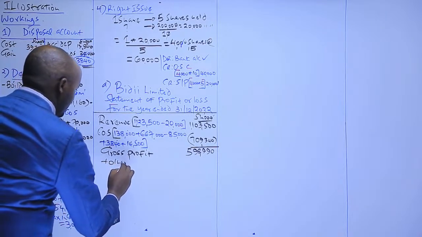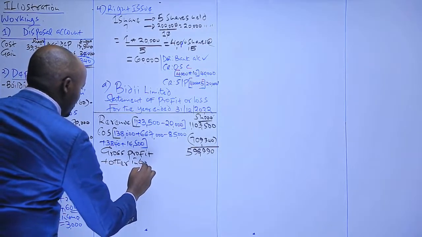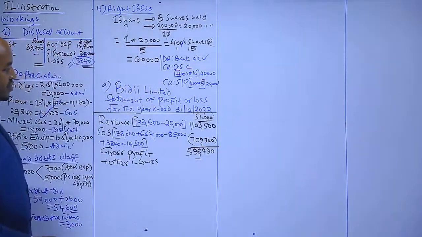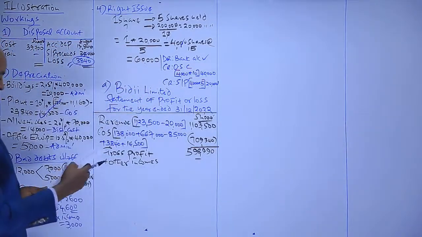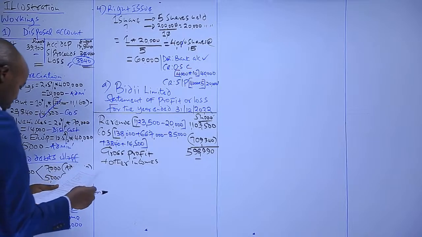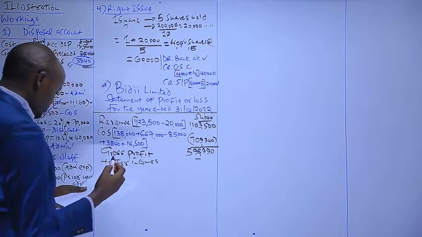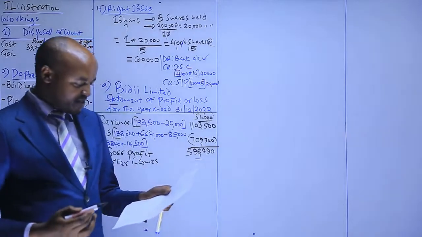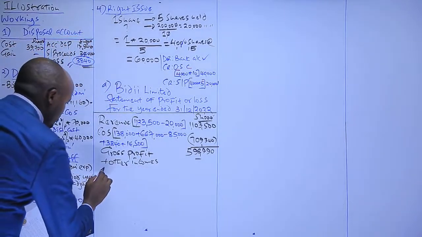So basically in our case here, we don't have any other income. So then we go straight to deducting our expenses. We can start with just what we have in our trial balance. Below the opening inventory and purchases, we have the distribution cost.